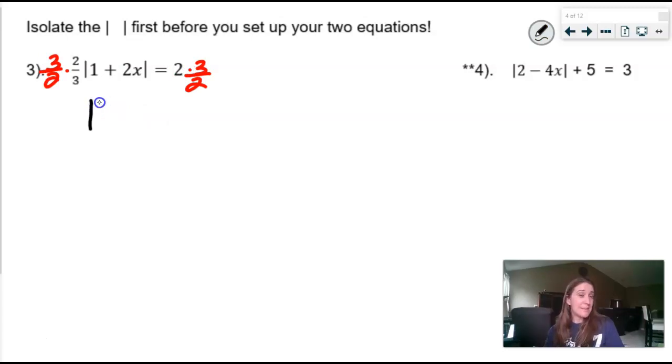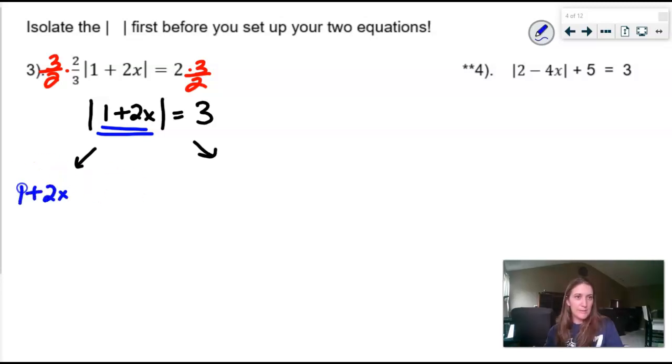So now we've got still the absolute value of 1 plus 2x equals, that's a 3. Now is when you can separate, all right? So you take the stuff that's inside the absolute value bars and you separate this into two problems. 1 plus 2x, it could be 3. Or 1 plus 2x, it could be negative 3. And now we solve. So subtract 1. Do that over here too.